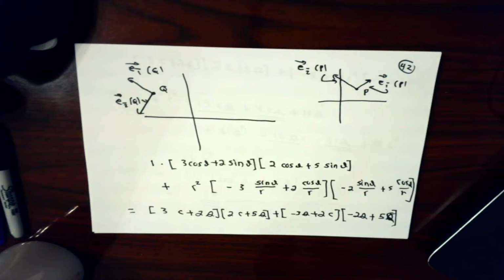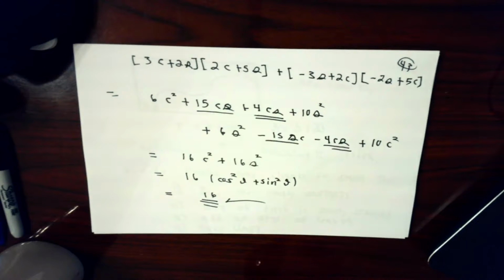So I just have to do a little bit of algebra now. Multiplying everything out and canceling things that will cancel out, I find out in the end the dot product is 16 cosine squared theta plus 16 sine squared theta, which is 16, just like it's supposed to be.